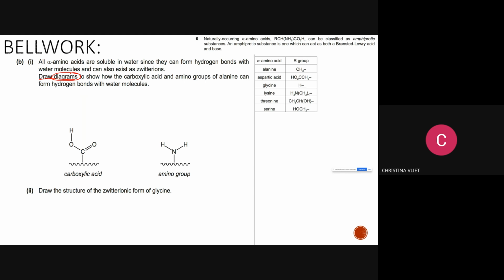All you needed to do was, and I know some of you drew out alanine and did it that way, and I'm pretty sure they would accept that. But all you needed to do was show, for the carboxylic acid, the oxygen of water being attracted to the hydrogen of the carboxylic acid. And then for the amino group, like this. Have you done the hydrogen for the oxygen? Yeah, either way, however you faced it was fine. And so that was the first point, was just to show hydrogen bonding. The second point is the zwitterionic form of glycine. Now notice how they gave you the R groups here.